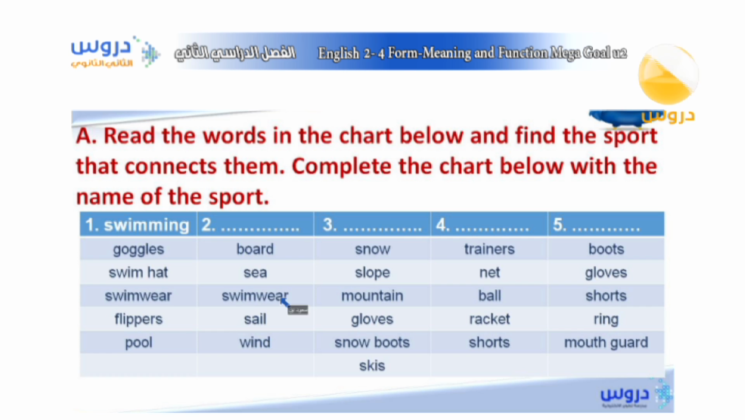Board, sea, swimwear, sail, wind. Okay. Snow, slope, mountain, gloves, snow boots, skis. What can we say here? Trainers, net, ball, racket, shorts. What can we say here? Boots, gloves, shorts, ring, mouth guard.